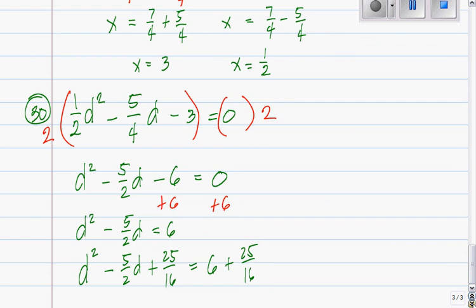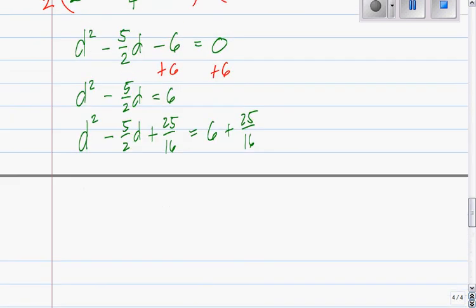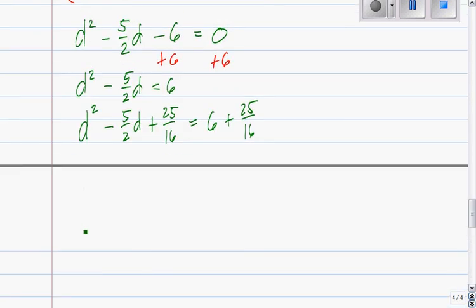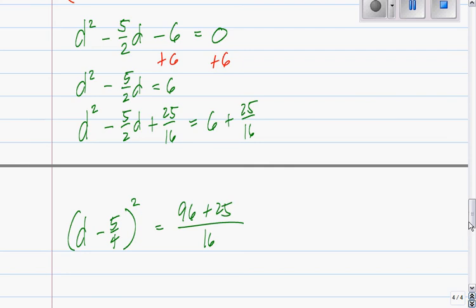Okay, let's complete the square then. From here, you now have d squared. Remember what I told you? What's 1/2 of 5 halves? 5/4. That's your 5/4 right over there. Squared equals, LCD is 16. 16 times 6 is 96, plus 25, all over 16.